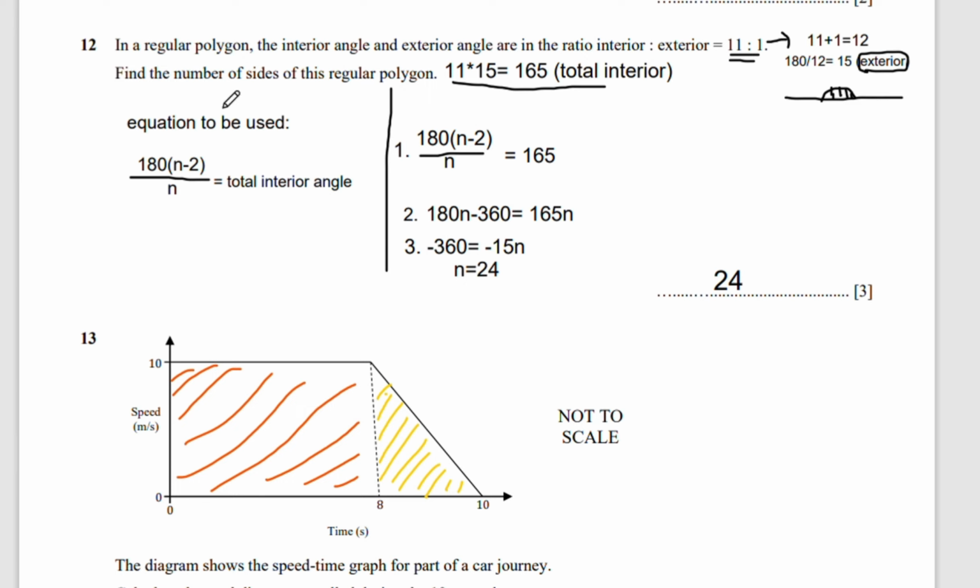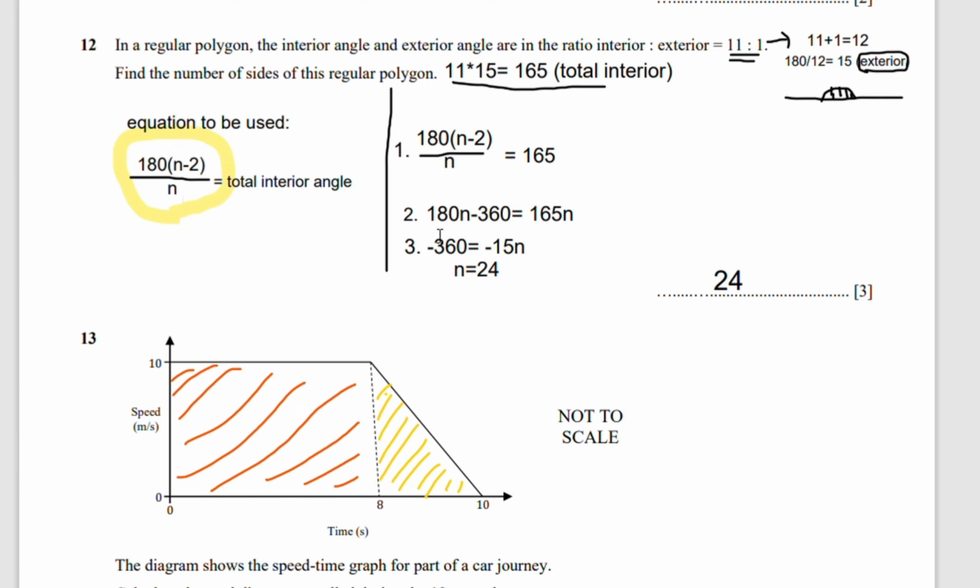Okay, so we have the equation that will be used right here. This one is very important. Let me just use a highlighter to highlight it for you. This one is important. I repeat, important. So it is 180 between brackets n minus 2, over n, gives us the total interior angle. Okay, so we want to find the value of n. N is the number of sides in the regular polygon.